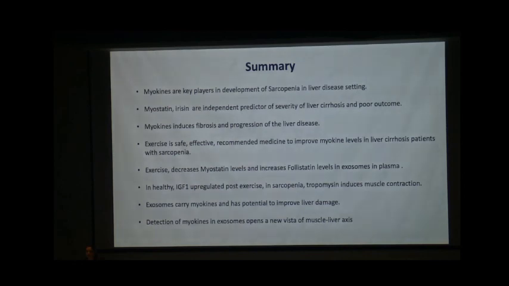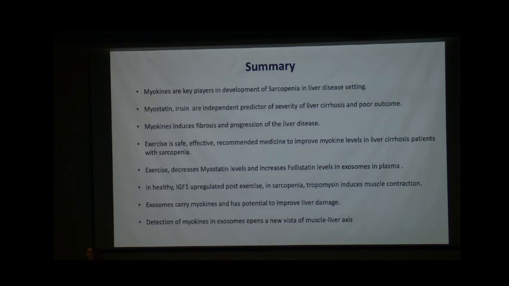So to summarize my talk, myokines are key players in the development of sarcopenia in the liver disease setting. Myostatin and irisin are independent predictors of severity of liver cirrhosis and poor outcome. Myokines also induce fibrosis and progression of the liver disease. Exercise is a safe, effective, and recommended medicine to improve myokine levels in liver cirrhosis patients with sarcopenia.